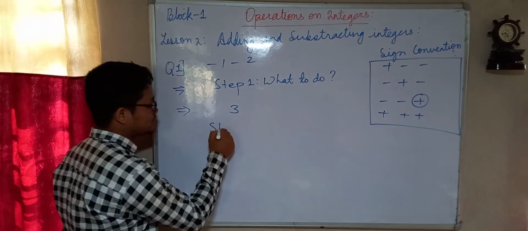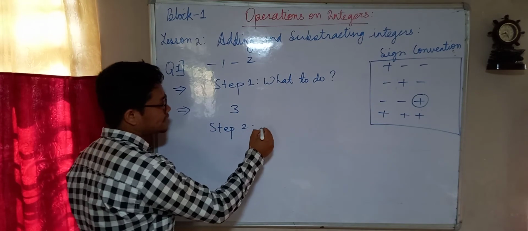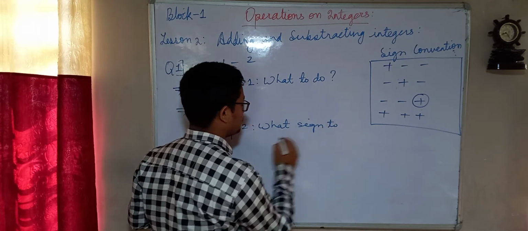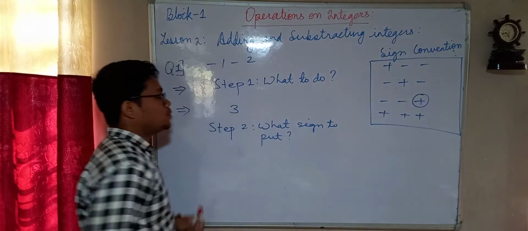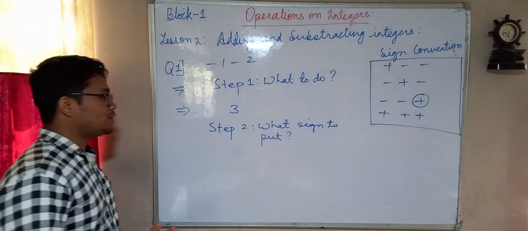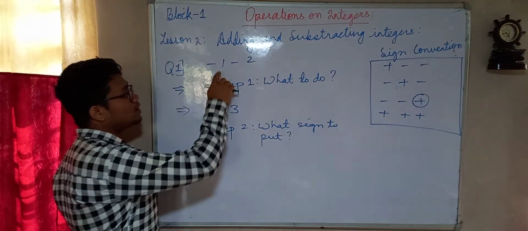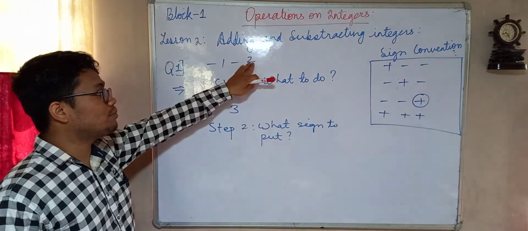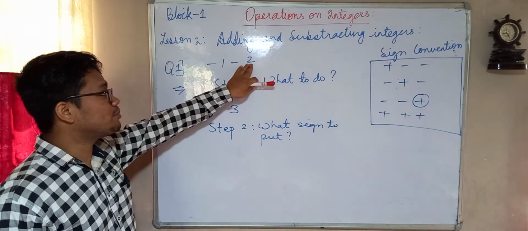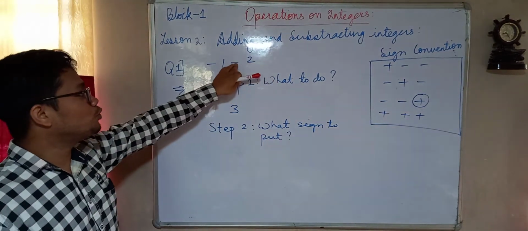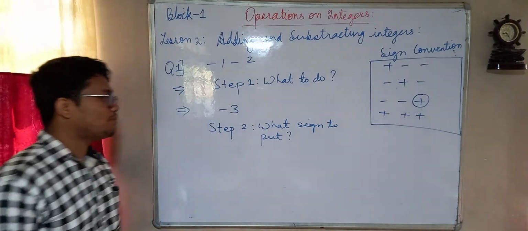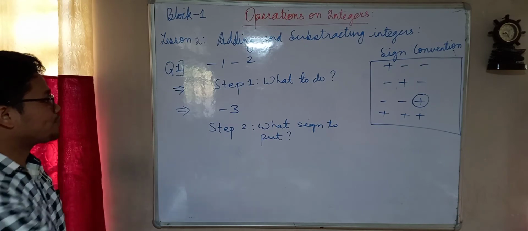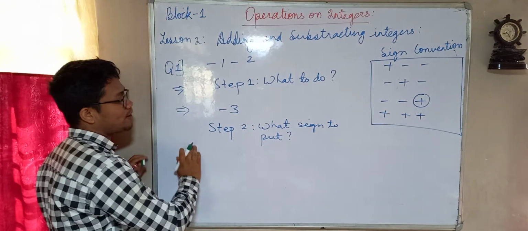Now step 2 says: what sign to put. For putting the sign, you have to see amongst 1 and 2 which is the bigger number. 2 is the bigger number, so what is the sign before 2? There is a negative sign, so put the minus sign. That is how you have to solve this kind of question. Now this is actually a concept, so I want you to write this.